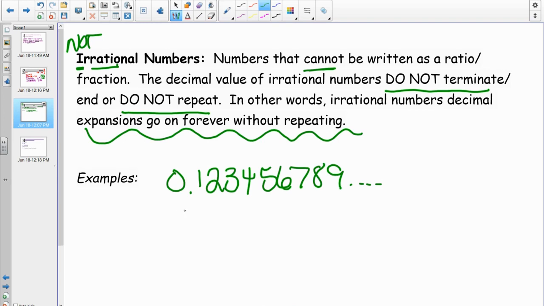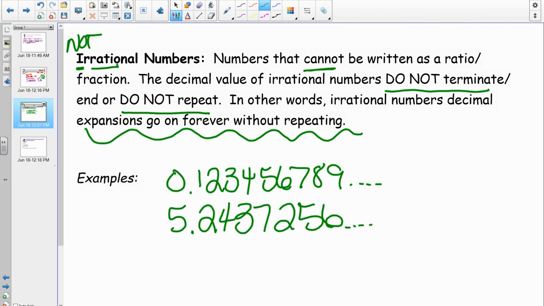The next one could be 5.2437256... Okay, notice there's no bar notation because nothing's repeating, but I do have the ellipsis, or the 3 dots, behind it to show that it's going on forever and ever and ever.